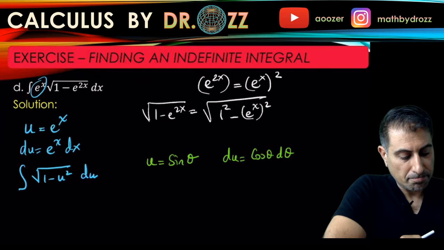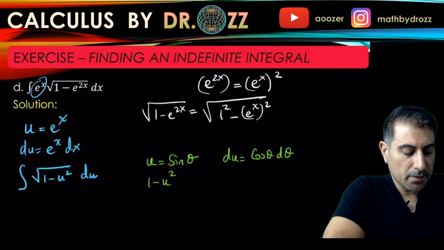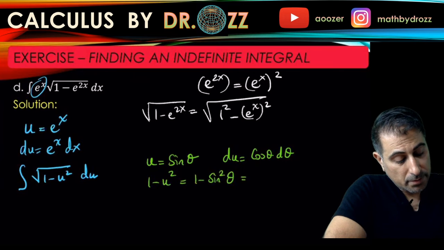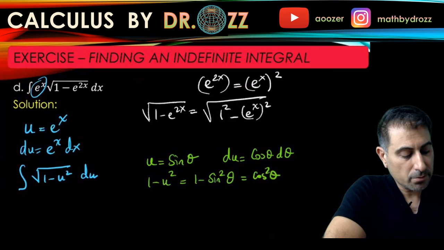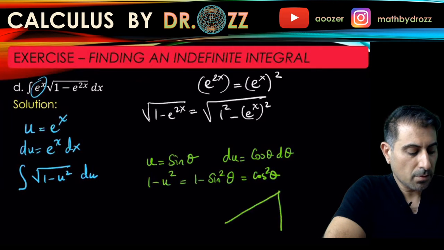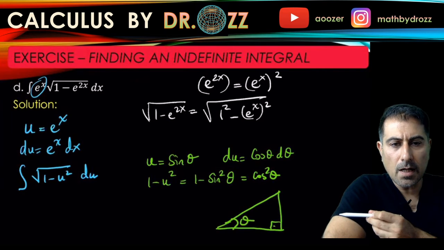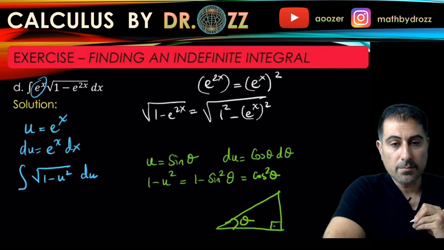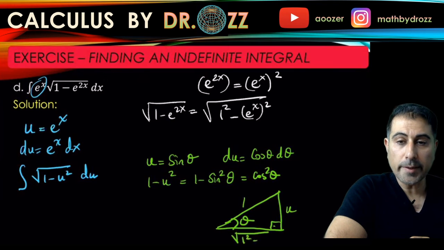And 1 minus u squared is 1 minus sine squared theta, and that is, by the Pythagorean theorem, cosine squared theta here. Now let me just put my right triangle here. Sine theta is u, which is opposite divided by hypotenuse, u over 1, right? So this side is going to be hypotenuse squared minus the other side squared, the radical of 1 minus u squared, essentially.